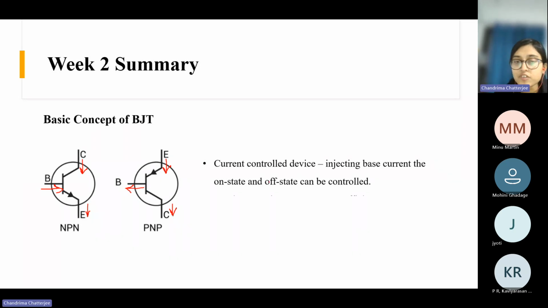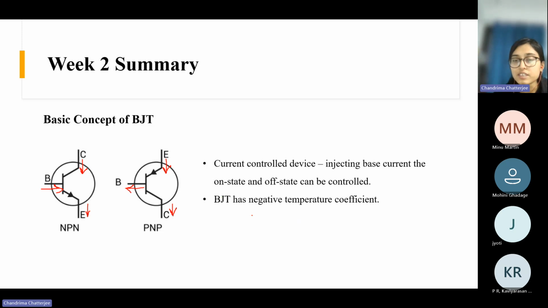And another feature of BJT is that it has a negative temperature coefficient. What do we mean by negative temperature coefficient? Last day we talked about power loss. There you saw that whenever a device conducts or whenever a device transitions from turn off to turn on condition or vice versa, some losses occur. So due to these losses, the temperature of the device rises.